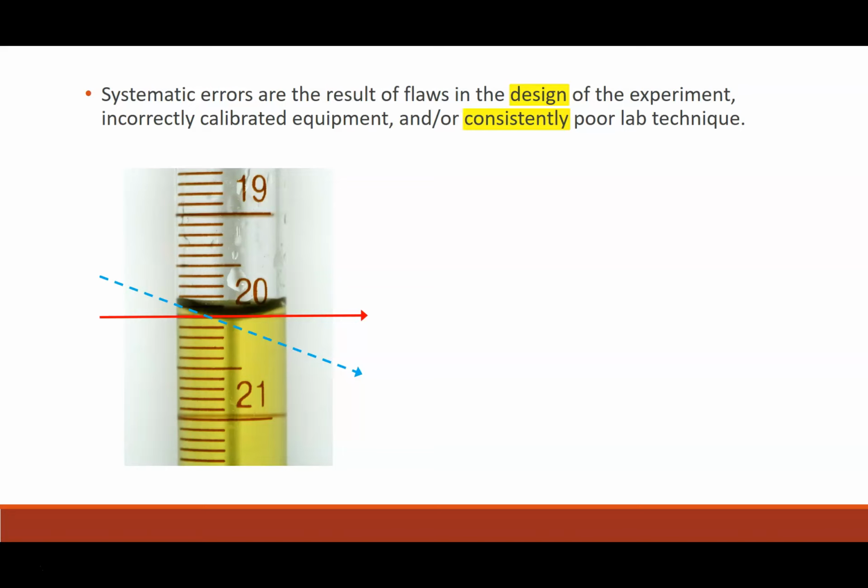Similarly, if you look at the meniscus from below, you'll get a volume measurement around 19.70 cubic centimeters, which is smaller than it should be. And if you do this every time you measure the volume in the burette, then you'll always have measurements that are too small.